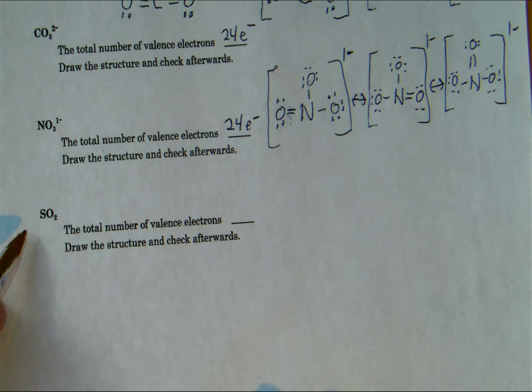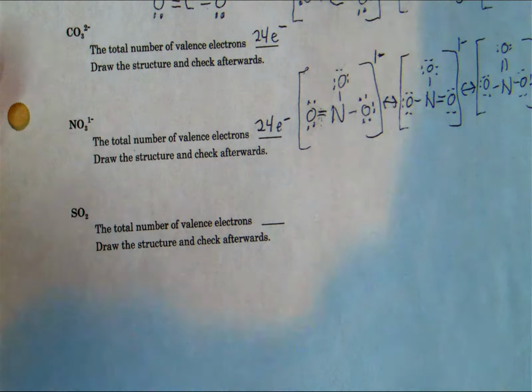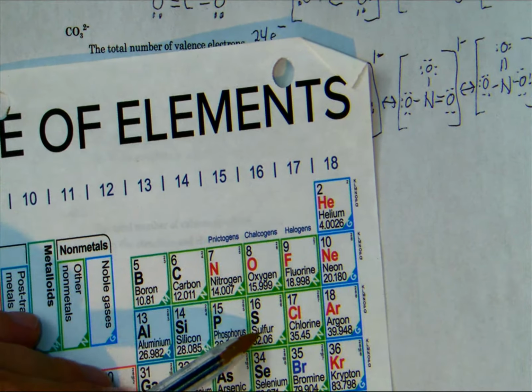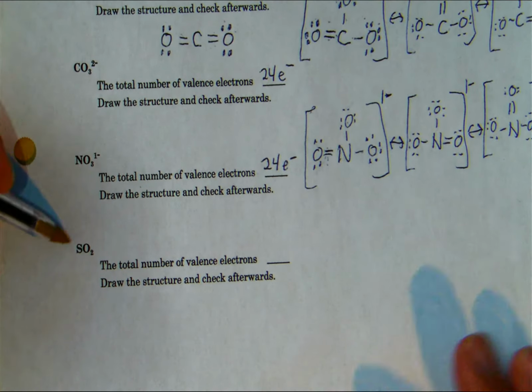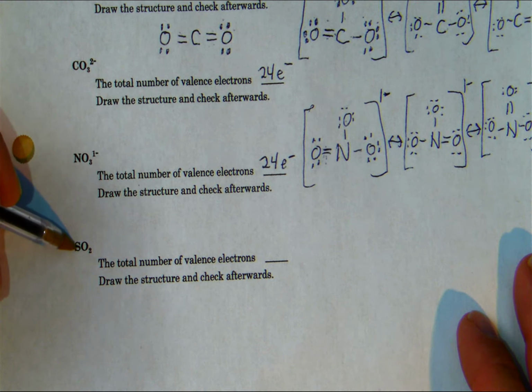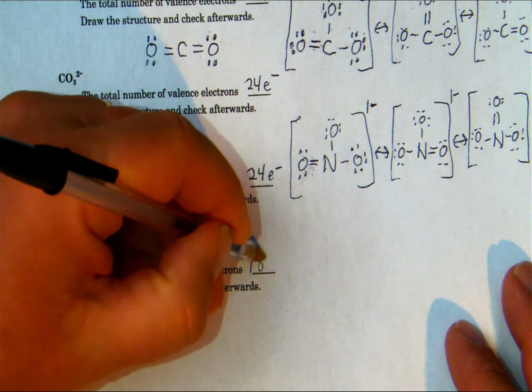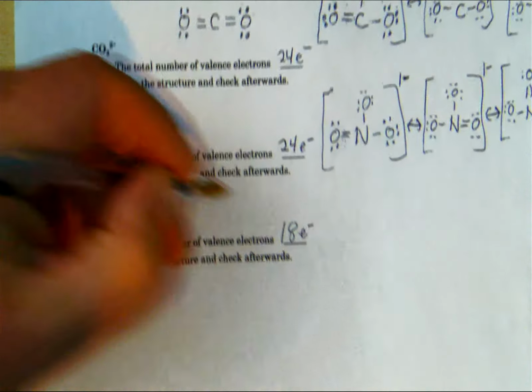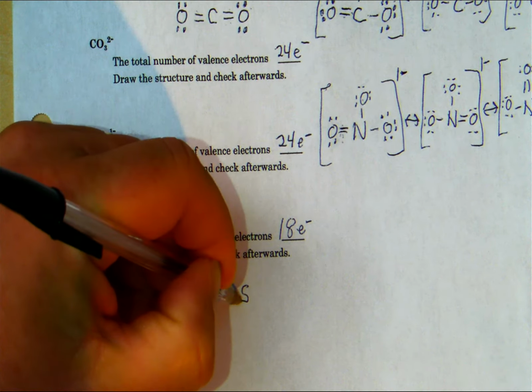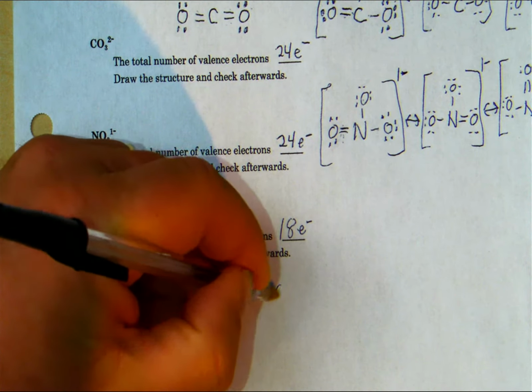For SO2, sulfur has 6 valence electrons. Oxygen has 6 valence electrons. So we can think of this as being 6 times 3, right? 6 times 1 plus 6 times 2 is 6 times 3 is 18 electrons total. Putting the sulfur in the center and oxygen on either side.